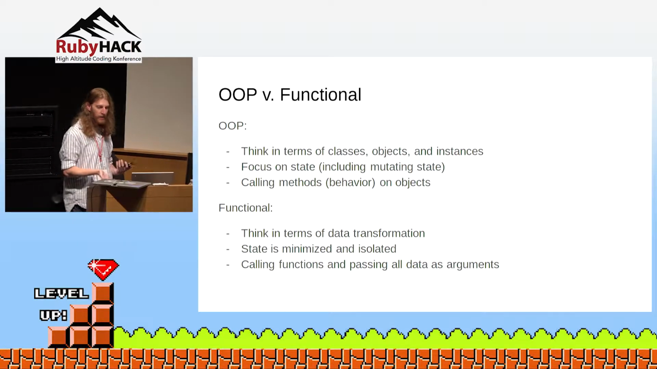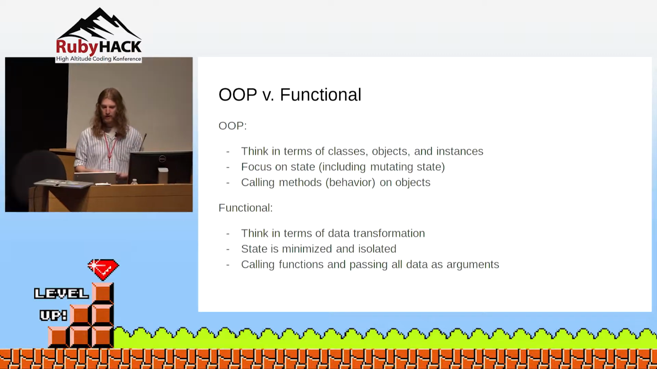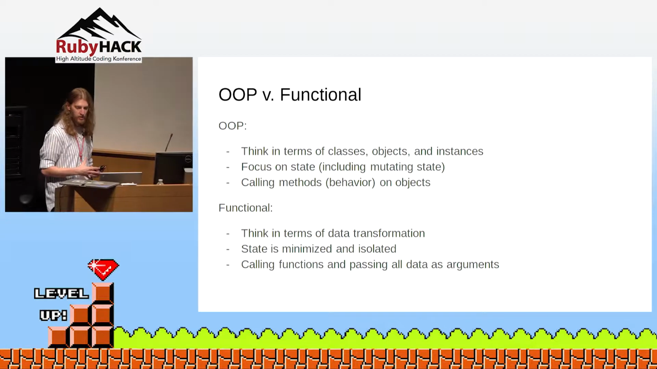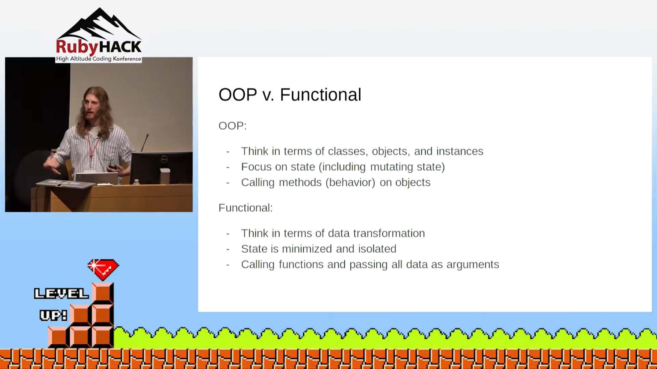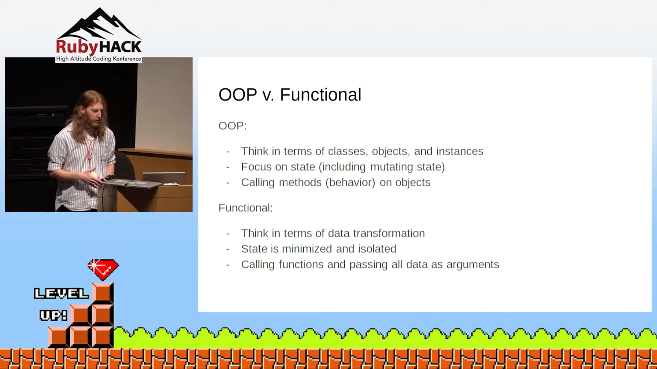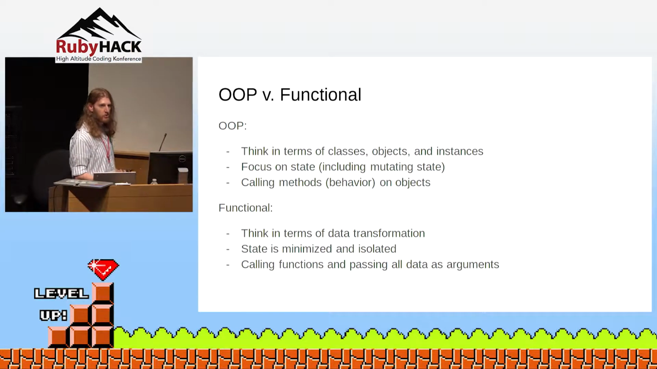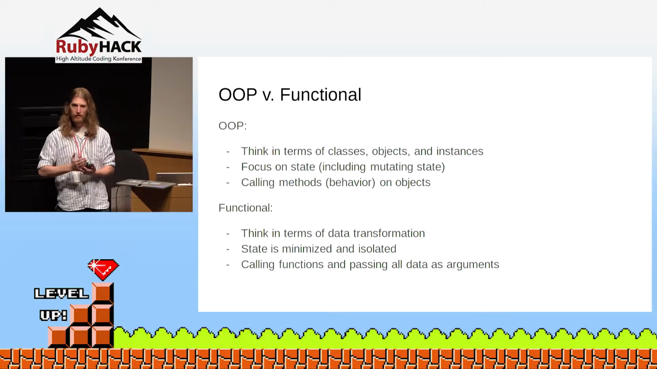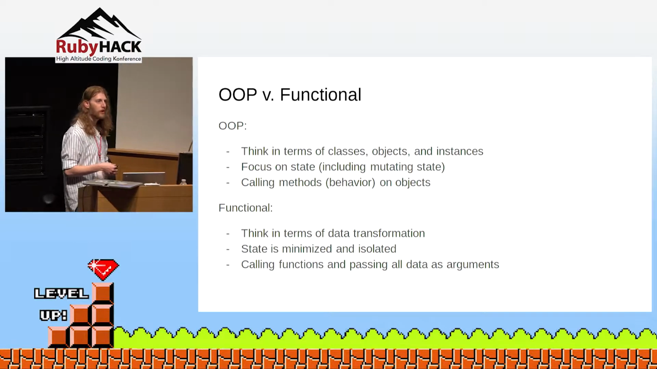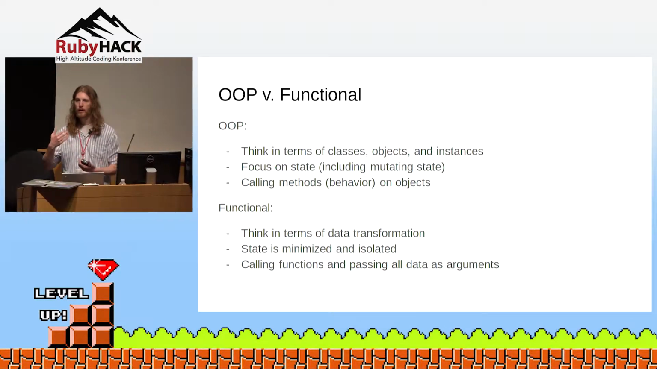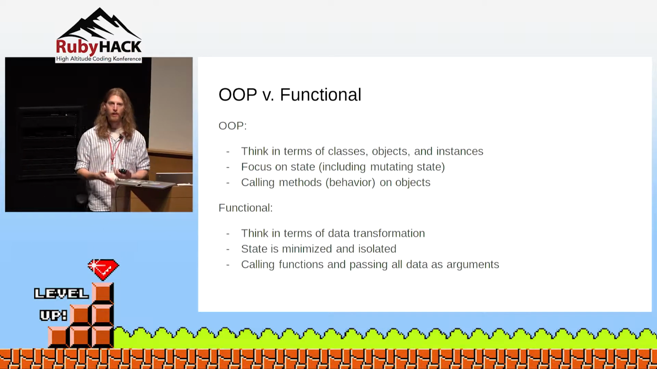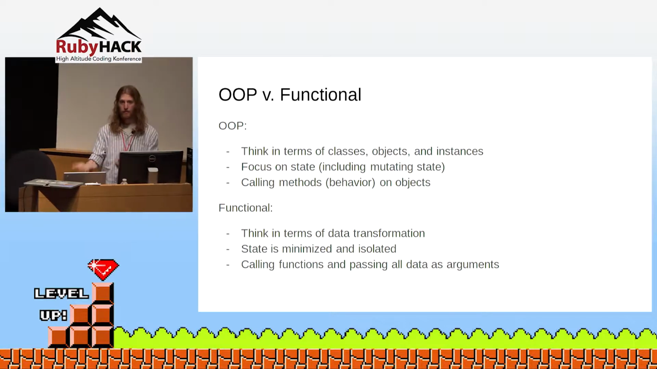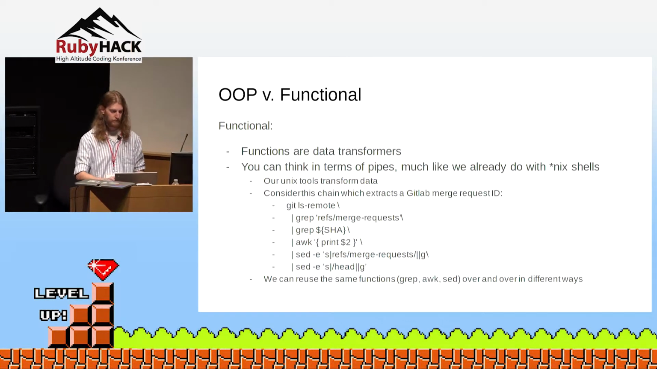With functional, again, state is minimized and isolated as much as possible. It's the root of all evil, but it's a necessary one. So we try to keep that minimized as much as possible and isolated to the extent that makes sense. And then obviously with functional, we're still calling functions, but when we call functions, we're not invoking them on objects. They're not methods anymore. We're passing all the data that function needs as arguments. Say the function's job is to operate on a string: you're not calling string.some_method. You're calling the module's String.some_function, and then you pass the string as its first argument.